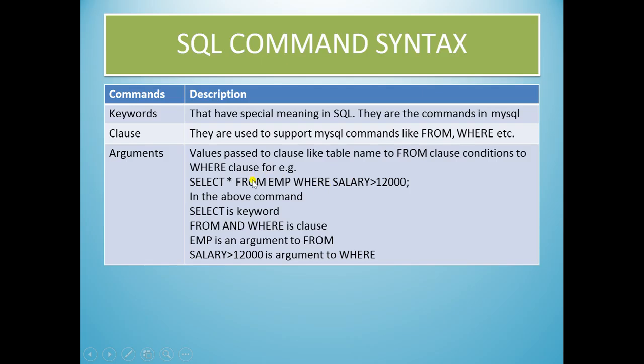Okay, now see the example. Select asterisk from EMP where salary is greater than 20,000. This is a condition. In this you can see that select is a keyword, from and where are the clauses, and EMP is an argument to from. Now salary greater than 20,000 is the argument to where.